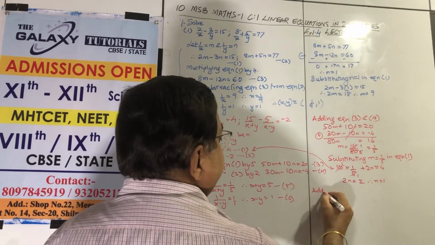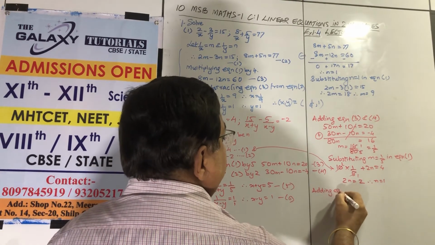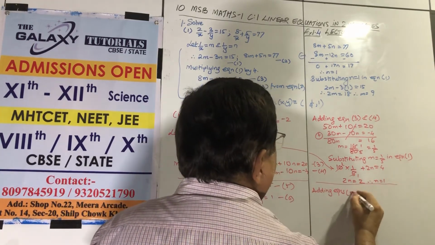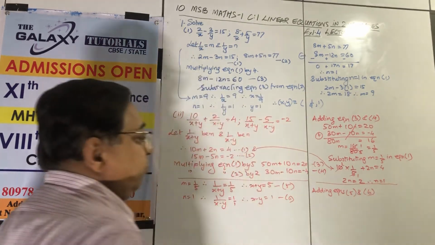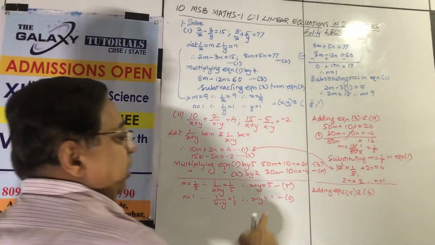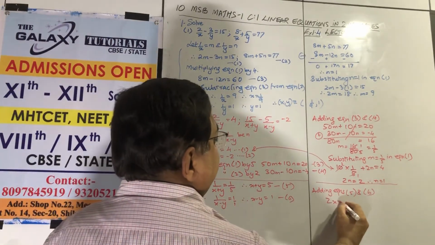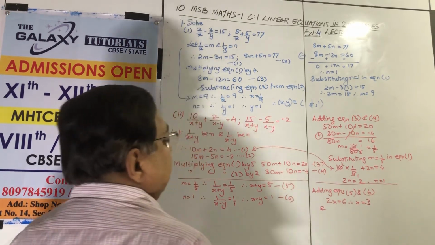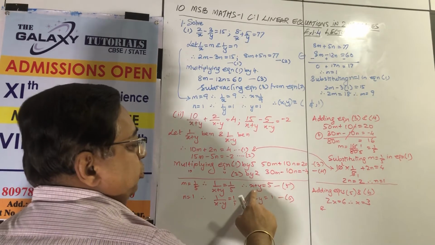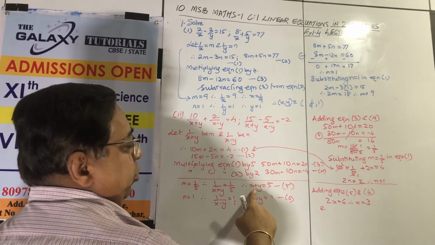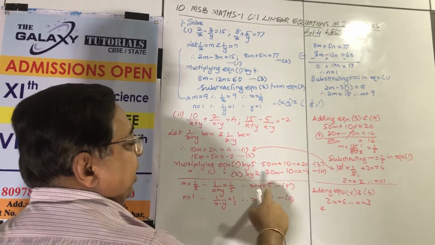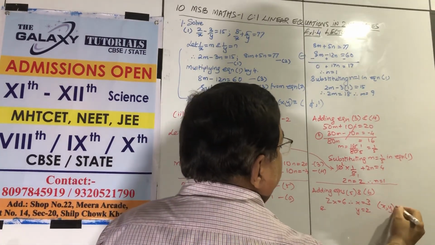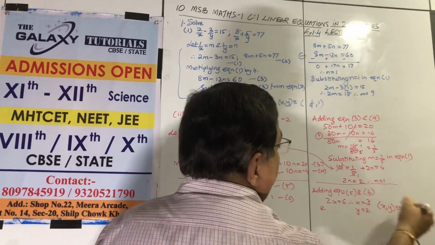Adding equations 5 and 6, I will get, when I add them, 2x is 6, therefore x is 3. And substituting x is 3 in equation 1, I will get y is equal to 2. So x comma y is 3 comma 2.